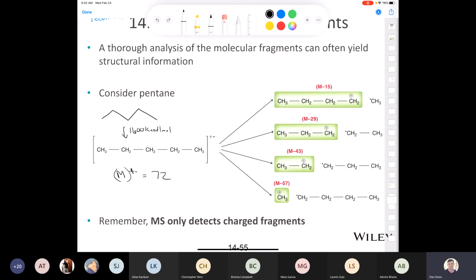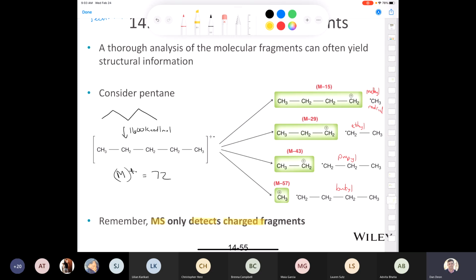How is it going to fall apart? It's going to fall apart by losing radicals. What are the types of radicals I could lose? You could lose a methyl radical. This is an ethyl radical. This is a propyl radical. This is a butyl radical. And when you lose those different radicals, you end up with these different ions over here. The reason the ions are highlighted in green is because that's what we're worried about, because the mass spec only detects charged species. We're not going to detect any of these radicals, only what's charged.